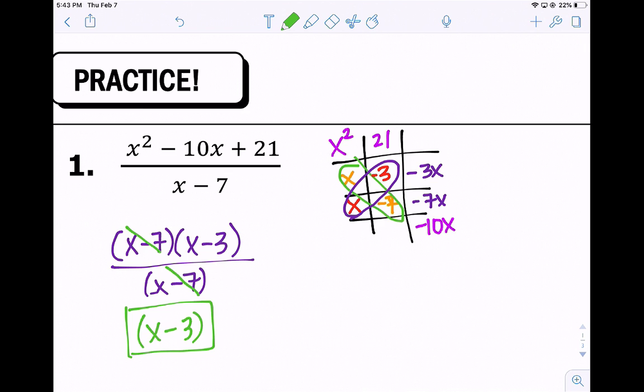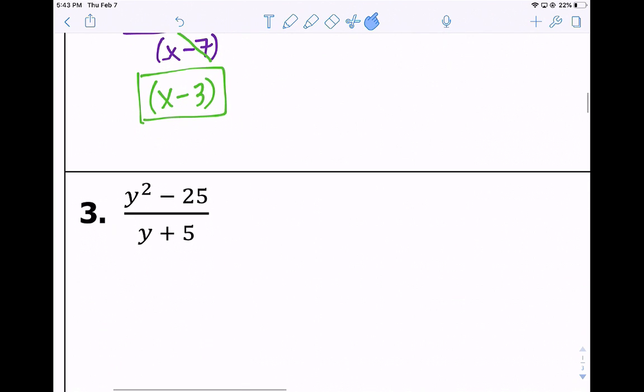Okay, let's look at number 3. It's a little bit different. So number 3, we only have a binomial here, so that's a little strange, right? But you should remember last week we talked about this one. This is actually a special case. Hopefully you remember that special case when we're subtracting and it's two perfect squares. That is a difference of two squares.